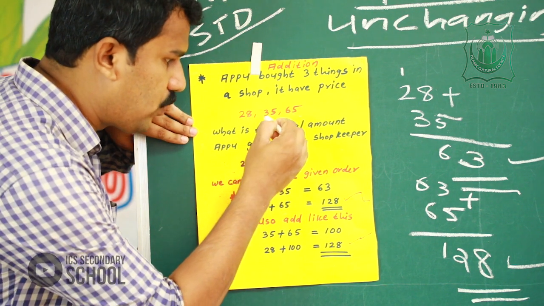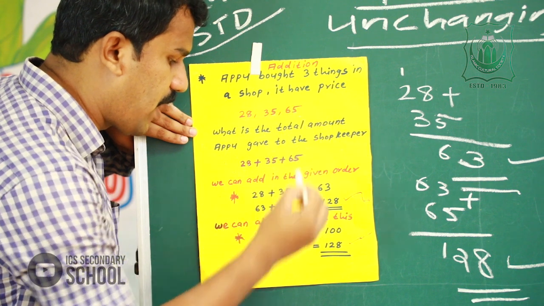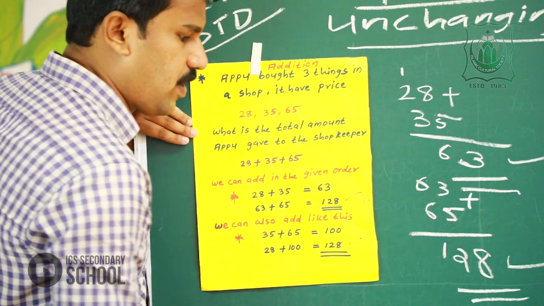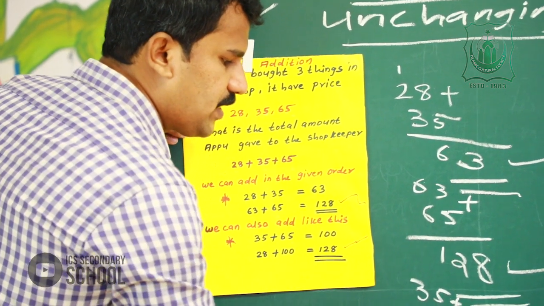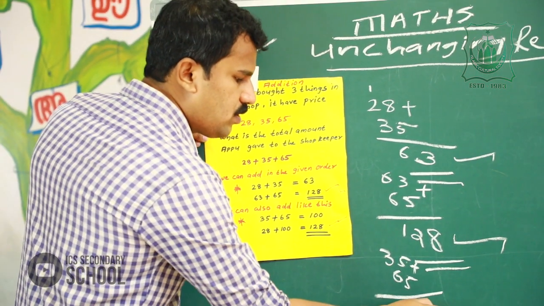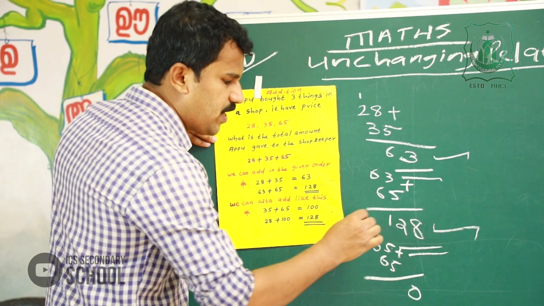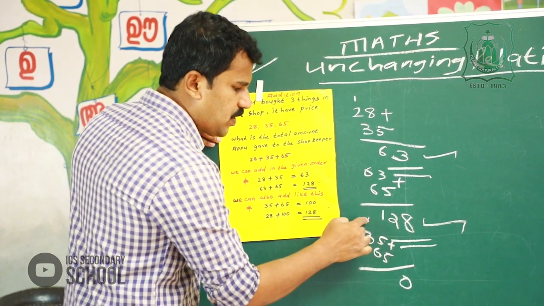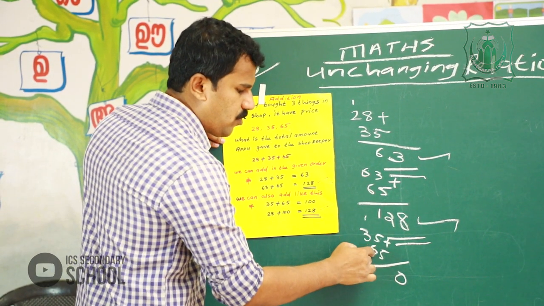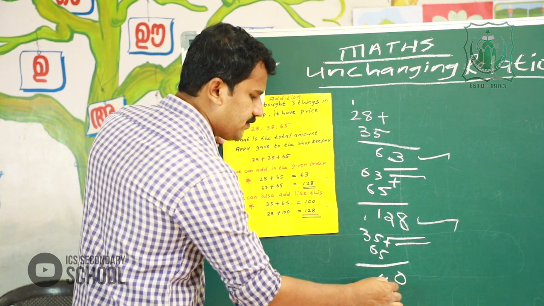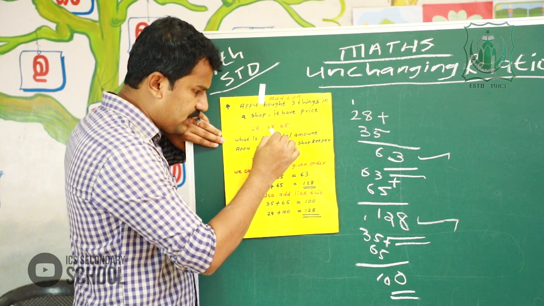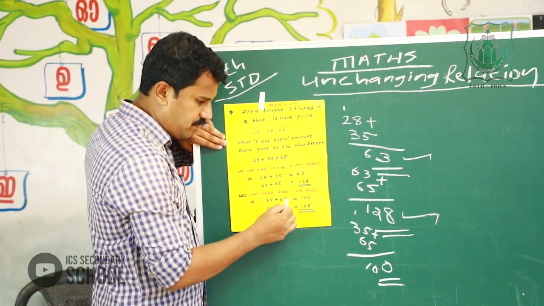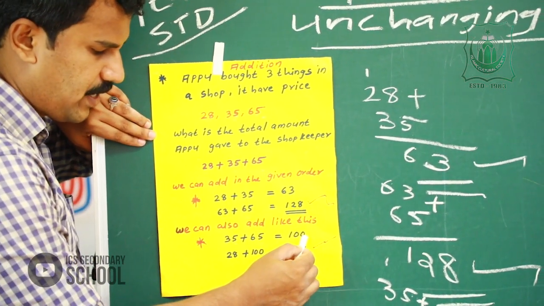First we calculate 35 plus 65. We get 5 plus 5, 10, 0, remaining 1. 3 plus 1, 4. 4 plus 6, 10. So 35 plus 65, we got the answer 100.